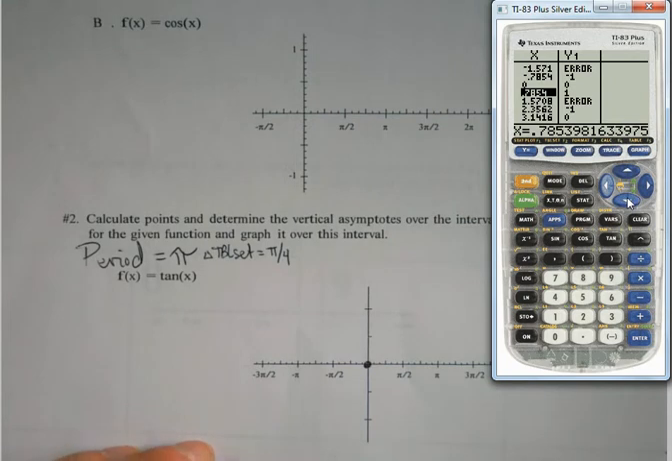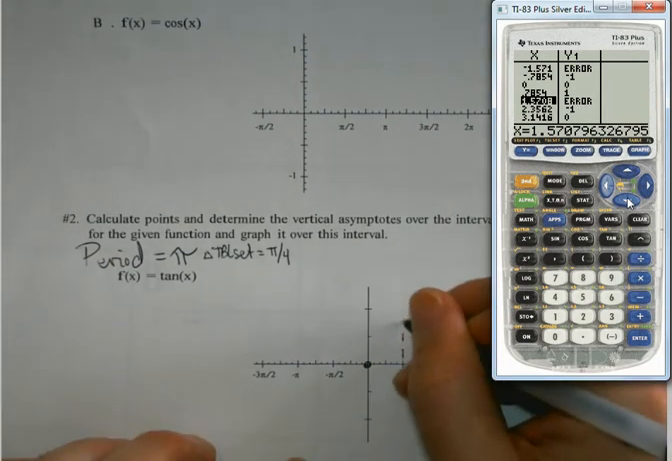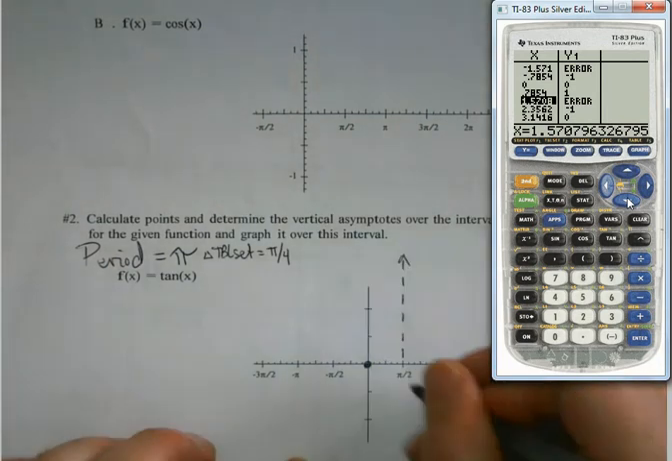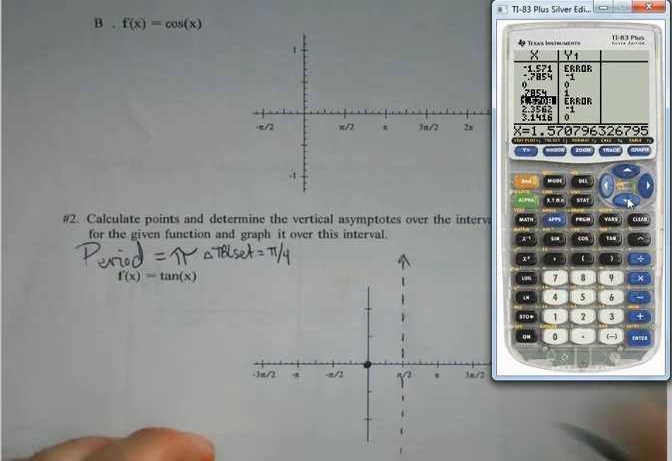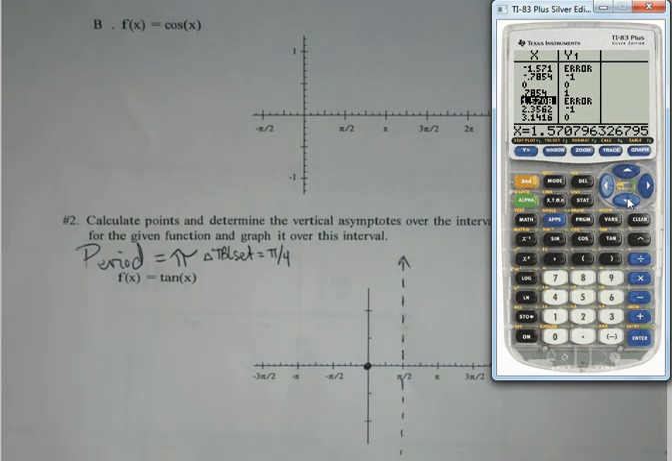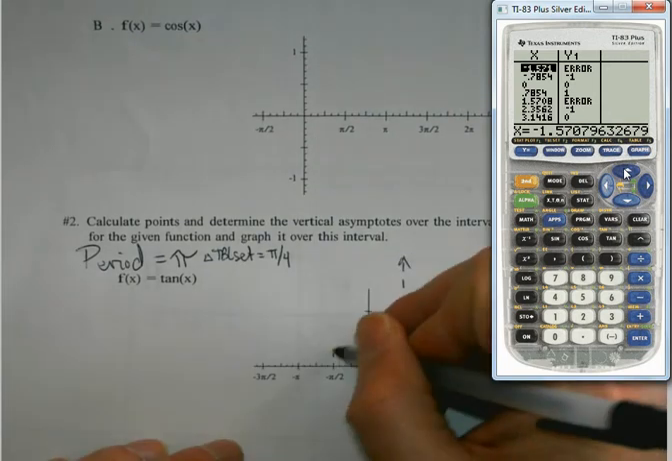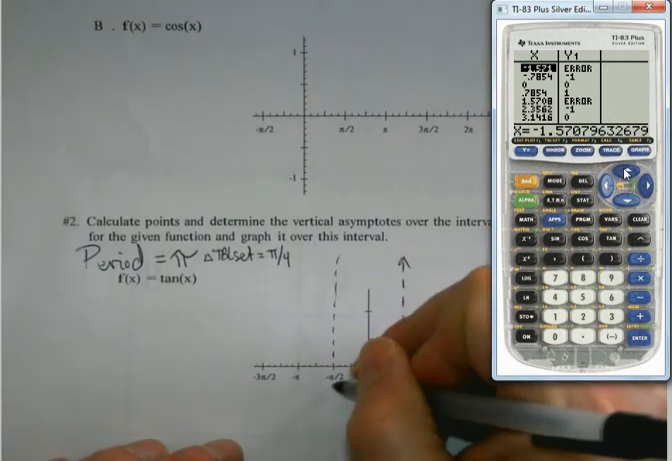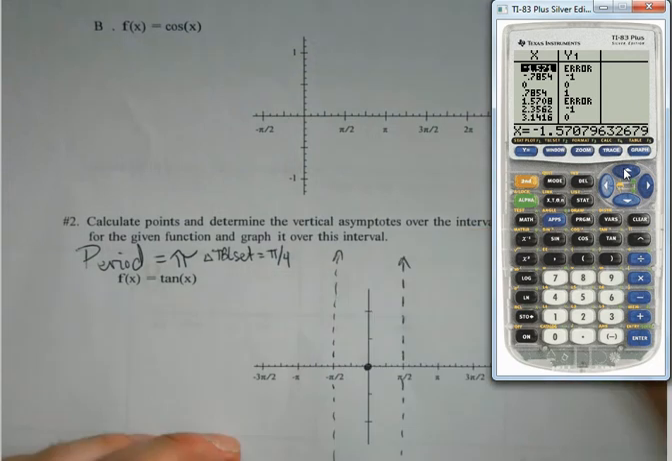0.7854. What? Well, I'll come back to that. 1.57 is pi over 2. So pi over 2 is the first place that we are going to see an asymptote. So you're like, okay. And then I also noticed that at negative pi over 2, I'm going to have an asymptote. So I'm going to put our main focus into this area for right now.